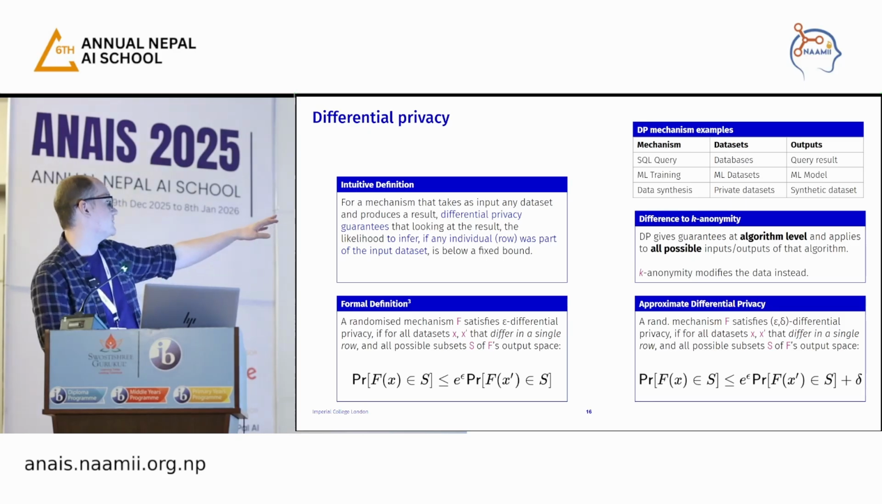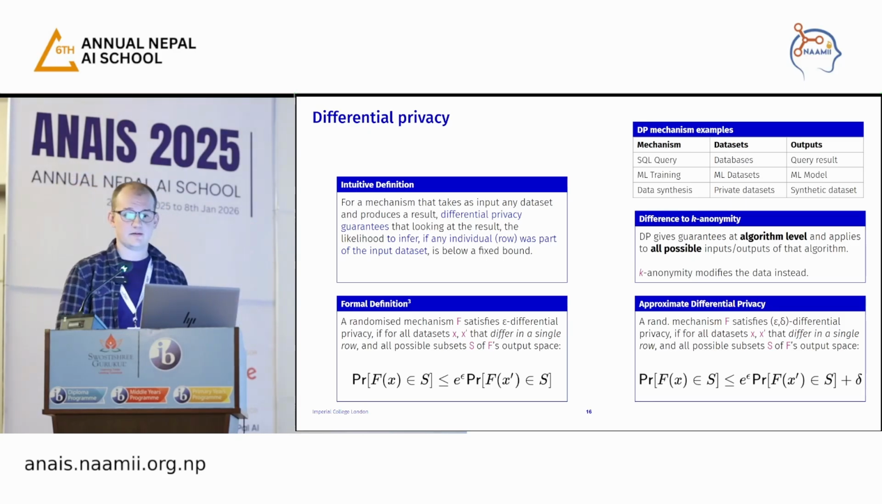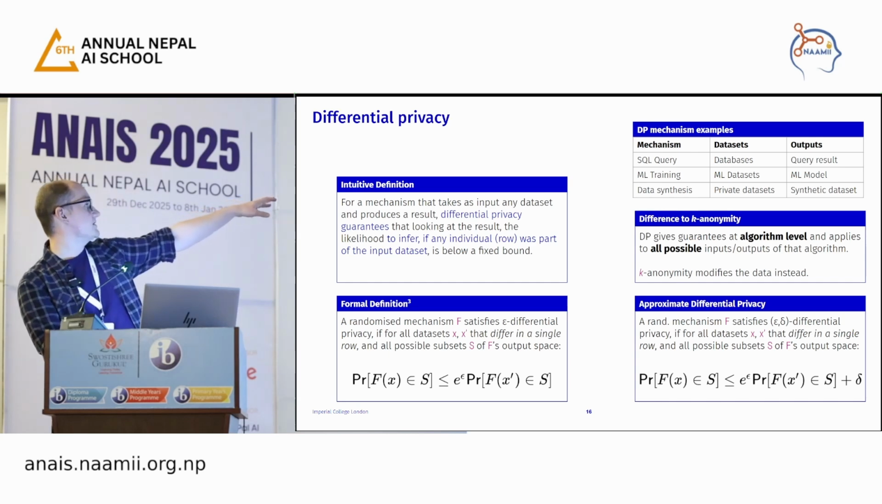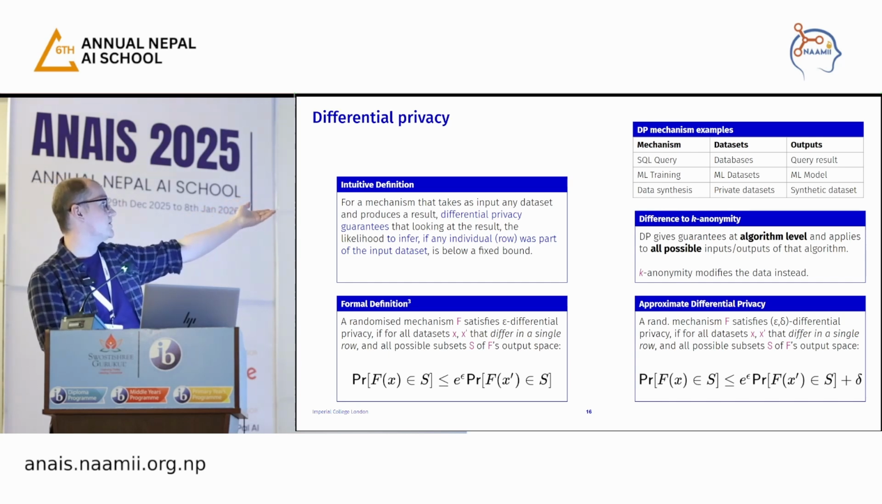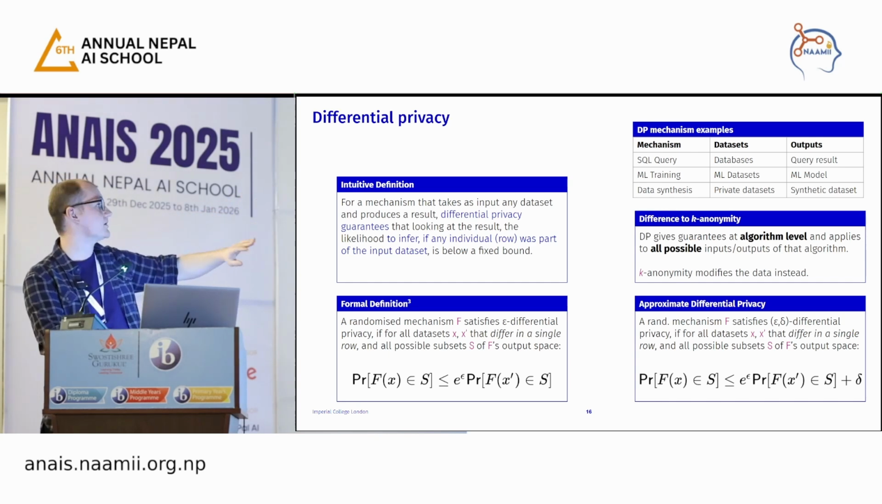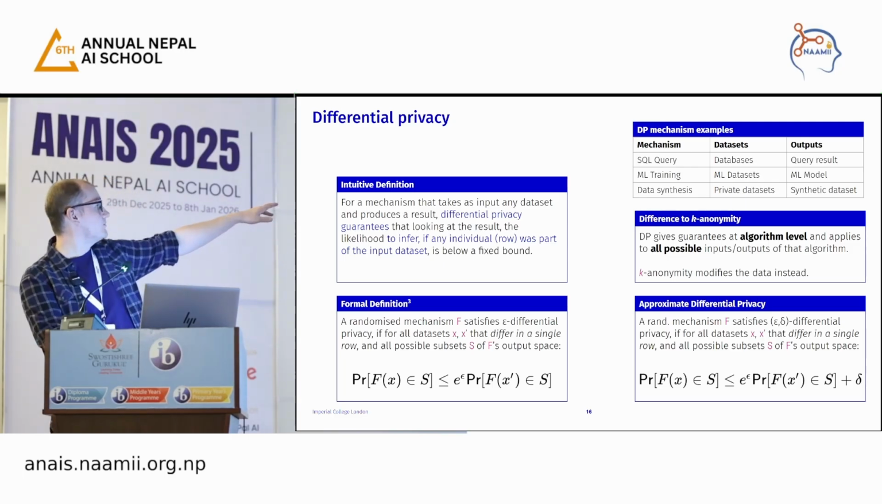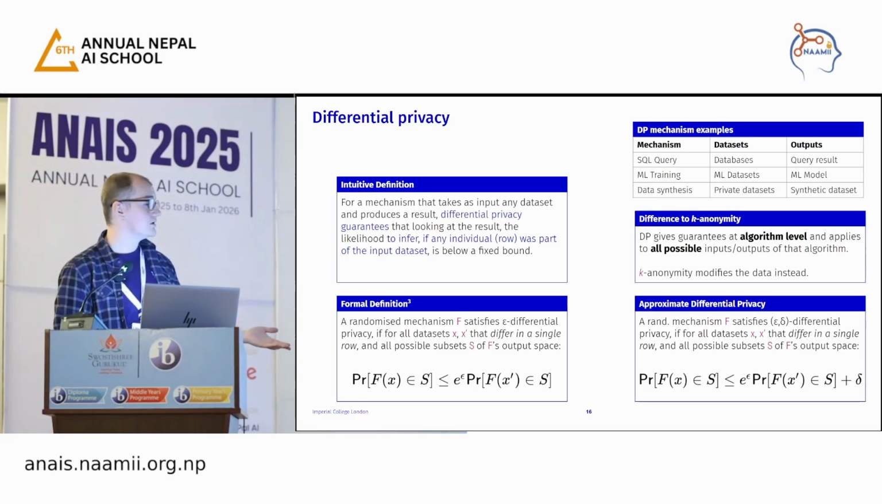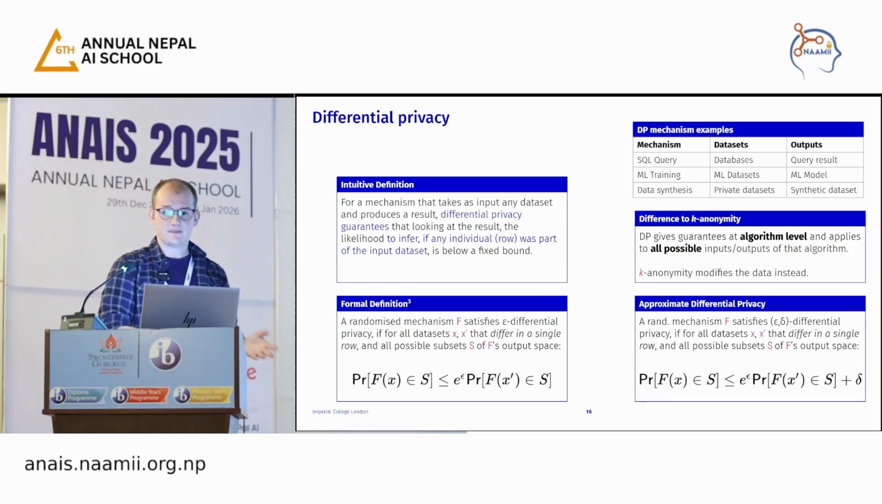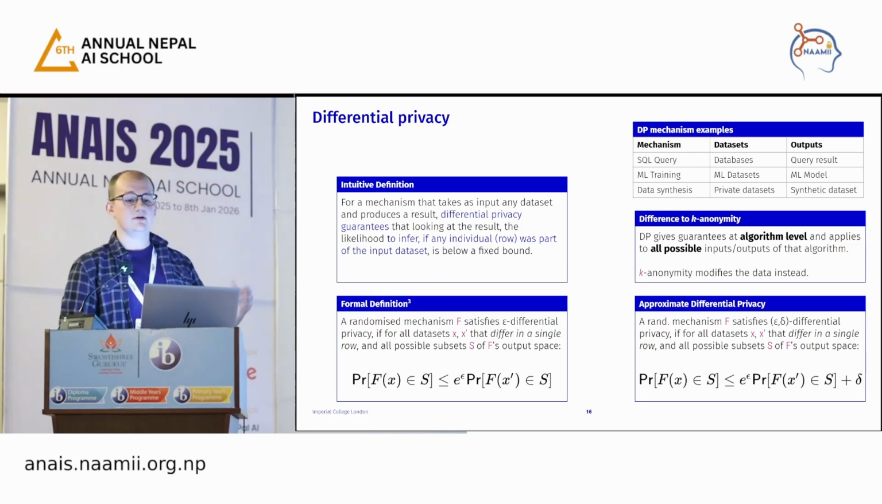So the difference to k-anonymity here is that DP gives us guarantees at the algorithm level and applies to all possible inputs and outputs of that algorithm, regardless of how the data looks, whereas k-anonymity modifies the data itself. So by definition, it is tied to the data, right? Some examples of mechanisms, data sets and outputs: a mechanism could be an SQL query, the data set would be the database it's run on, and the output would be a query result, like for example, a number of rows, right? Another one would be ML training, so we train an ML model on an ML data set. That's the mechanism. The data set is the ML data set. The output would be the ML model.